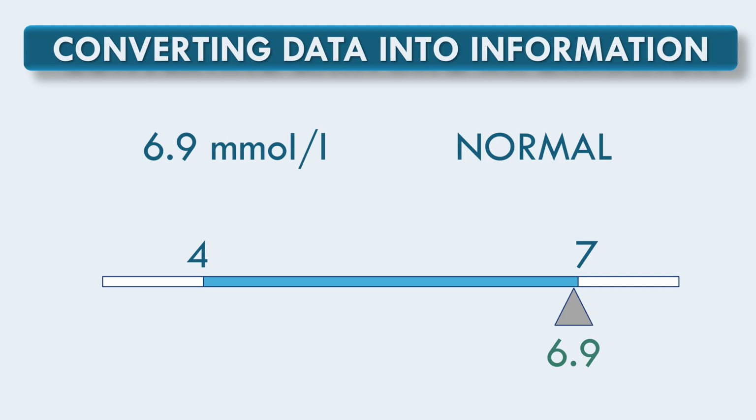Let's consider a scenario where someone's blood sugar level is 6.9 millimole per liter, which is very close to the upper boundary of the normal range. In such a situation, this information would raise awareness that there may be a potential issue or cause for concern.